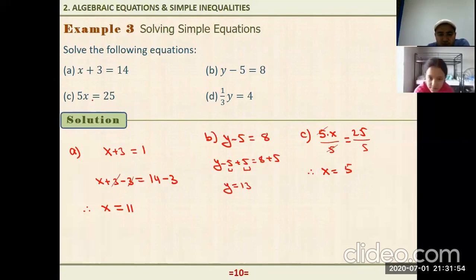Now here, 5 times 5, 25. Is it correct? Yes. Then this is the solution of the equation. And how about the last one? 1 over 3 times y equals 4. How can I eliminate this 1 over 3? Or how can we have y alone on the left-hand side of the equation? What should I do here?